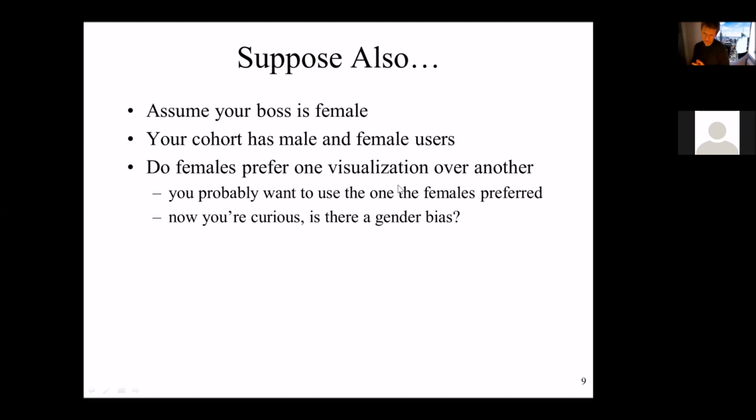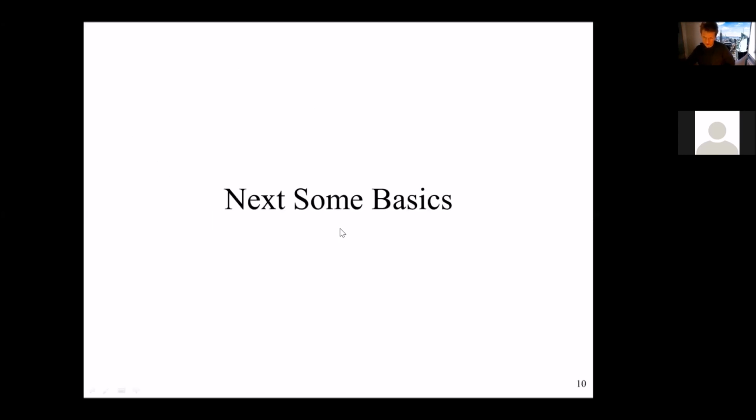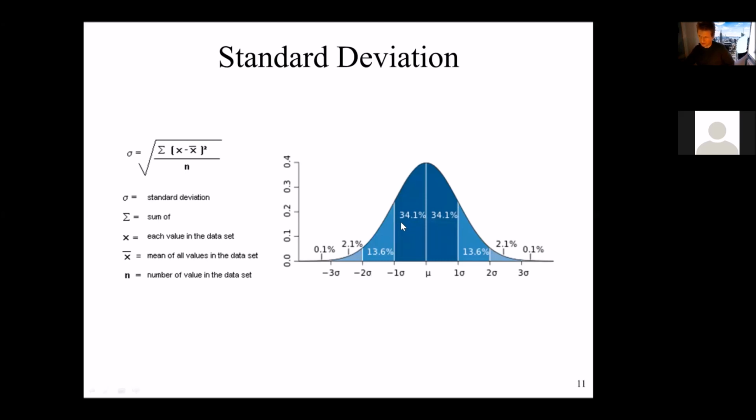Could also be young and old people, or U.S. citizens and non-U.S. citizens, or whatever it is, right? It could also be more than 2 classes, whatever it is, different age groups. Anyway, you want to use the one, right? So is there a gender bias? So let's look a little bit at basics, okay?